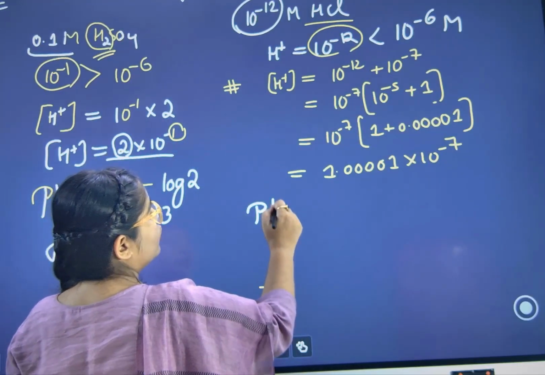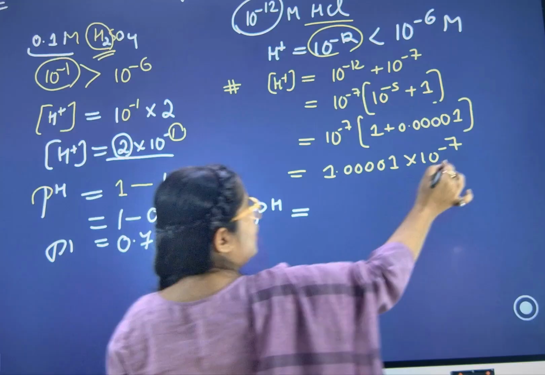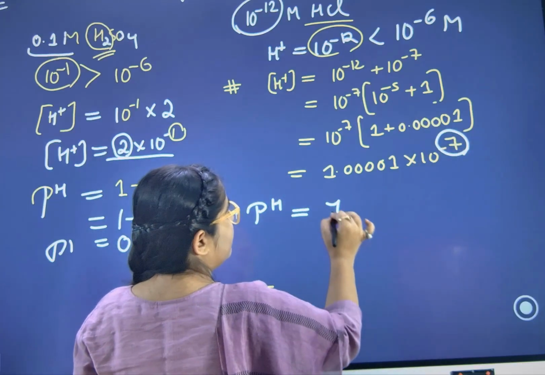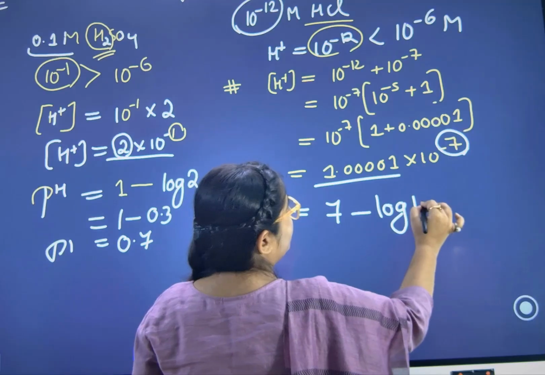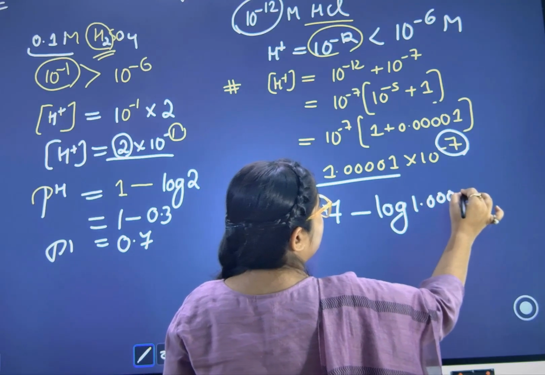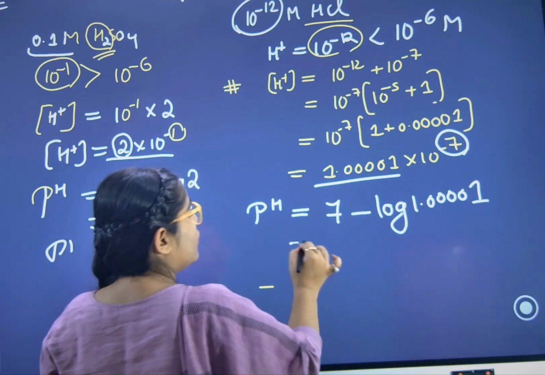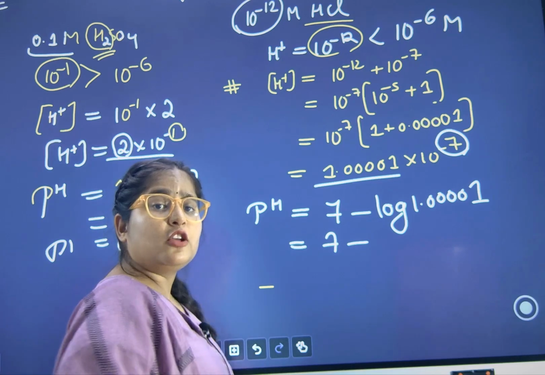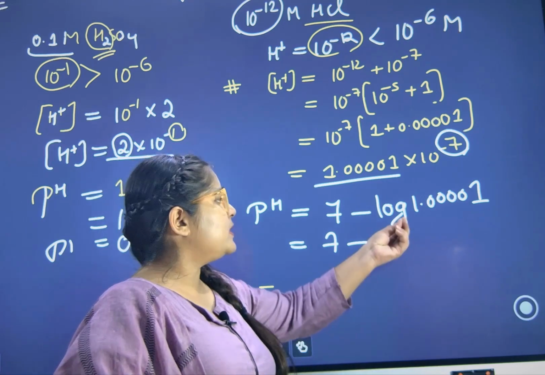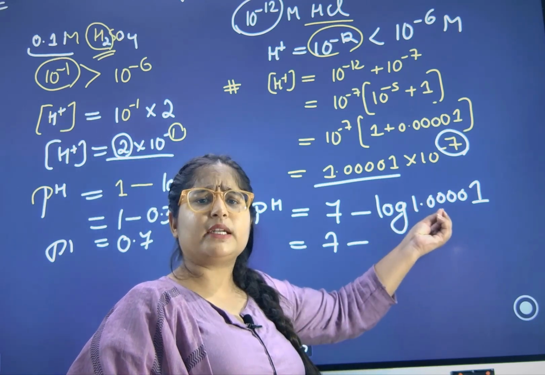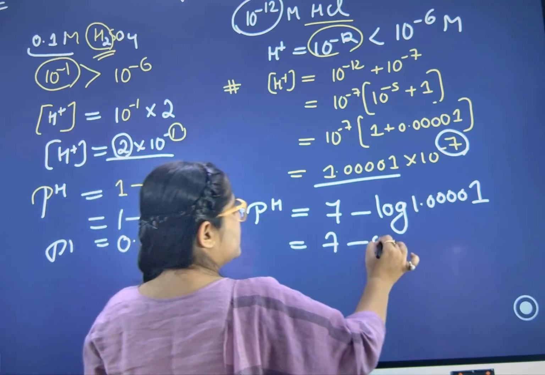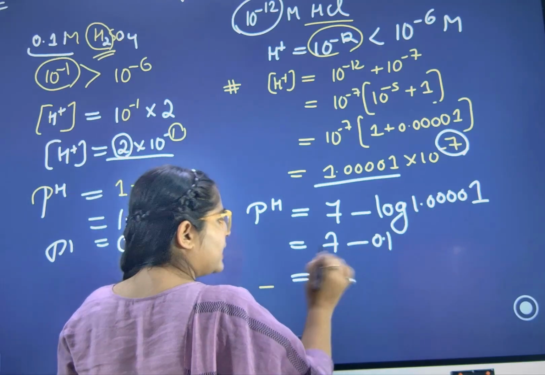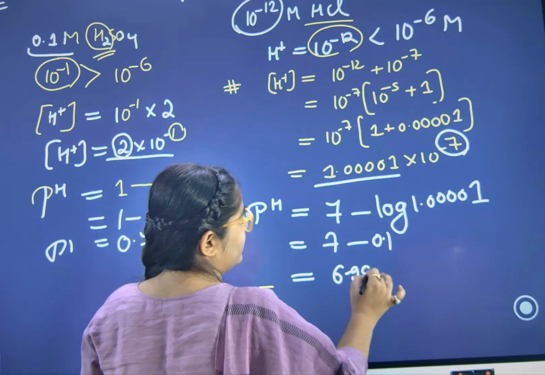So what is the trick I have told you for pH? Whatever is the power, 7 will come here, and minus log of our first number, 1.00001. So 7 minus, what is the value of log 1? 0. But it is greater than 1, so the value will be a little greater than 0. So can I say, let's say 0.1. So what will be the answer here? 6.99.